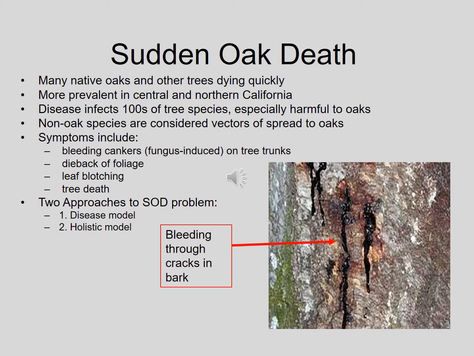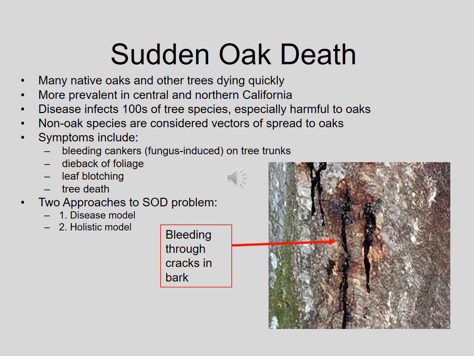They form these cracks and cankers, they call them, kind of like sores that ooze. The tree's response to the fungus is to create this dark bleeding, like sap, from these cankers. The foliage dies back, as you saw in the past image. Leaves blotch, little dark, brownish blotching instead of green, and it can lead to the tree's death. Lots of native oak trees have succumbed to this.